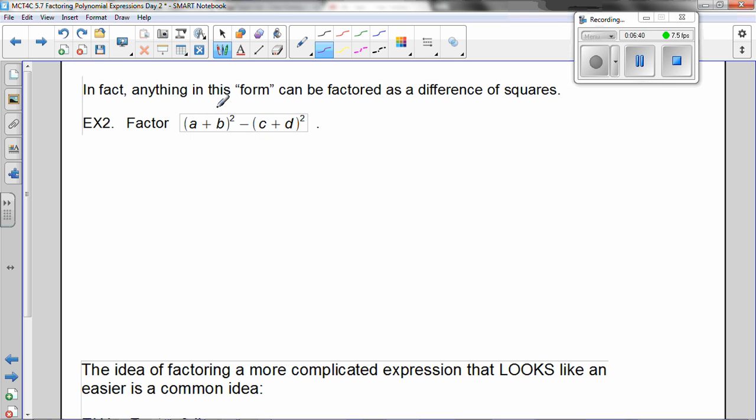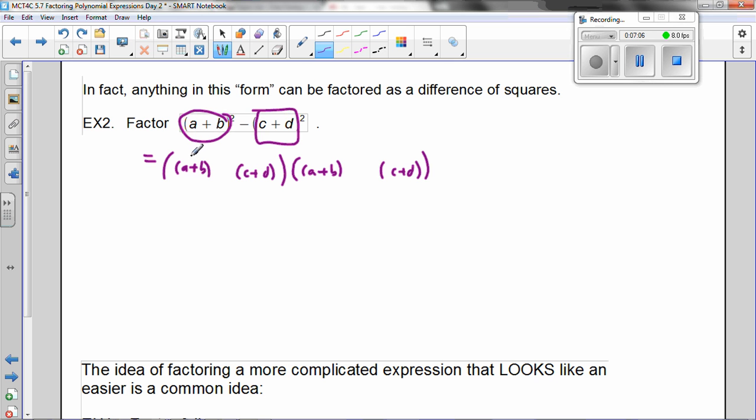Well, what's the square root of the first term? That's just a plus b, right? Don't worry about the squared. And then the second term is squared. Well, that's c plus d in brackets. And then the second bracket is exactly the same thing, right? Now, can you see how that's circle and that's square, that's circle and that's square? And I'm just going to put opposite signs in between them.